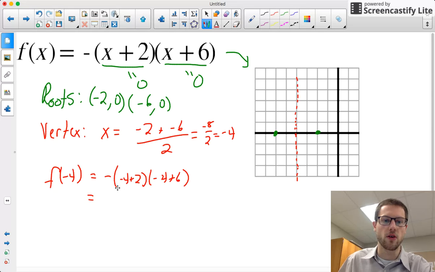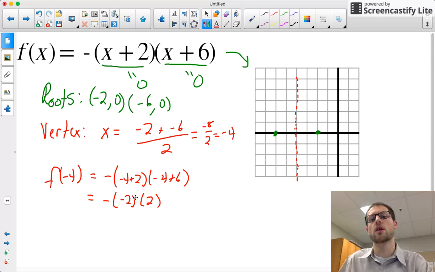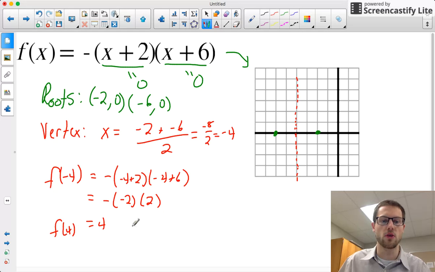And let's just evaluate this thing. So I have a negative 2 times 2. And so this is like a negative 1 times negative 2 times 2, so that's going to come out to be a 4. So f of negative 4 equals 4.